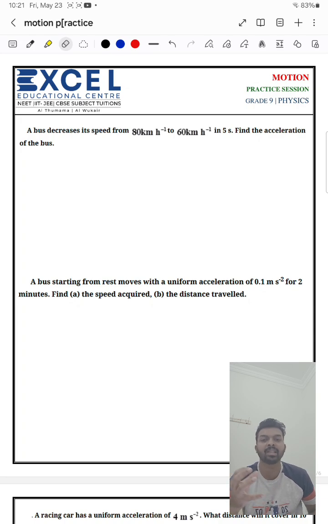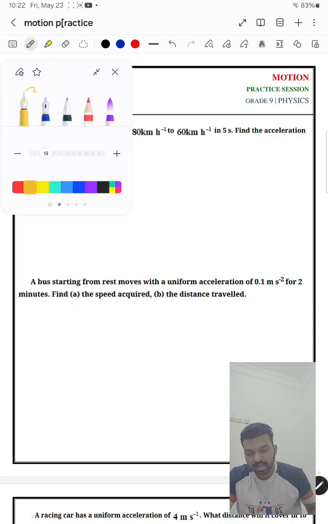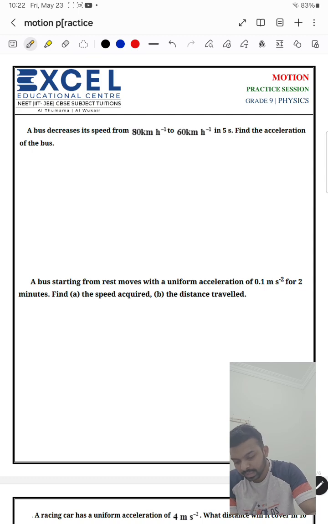Also in between, I'll be adding some tips to understand how we can find the answer. Clear? So we can go straight on to the questions. Okay, so here are our questions. So first one, look at this.